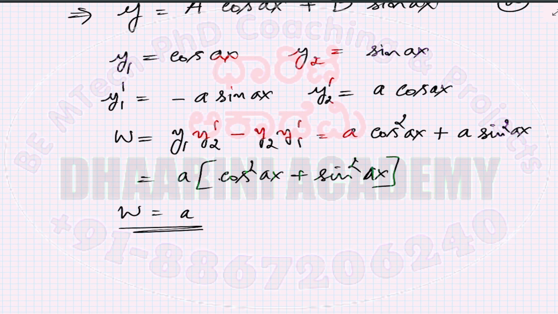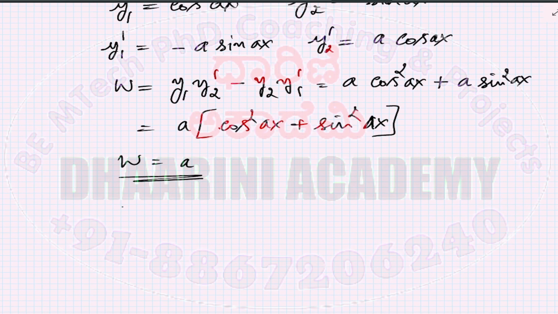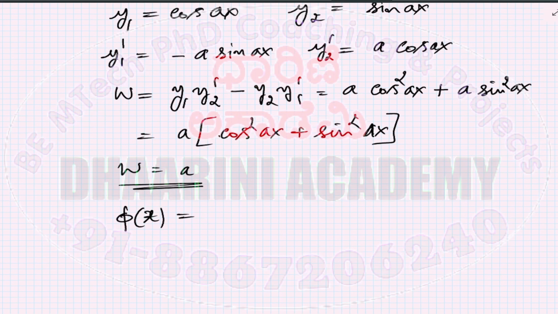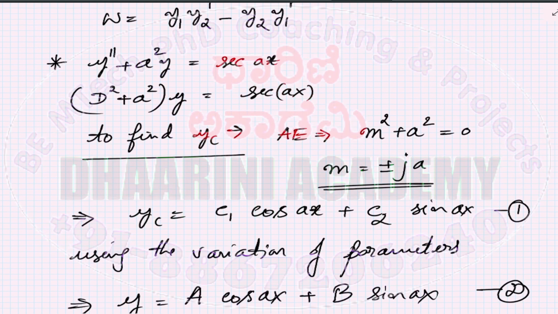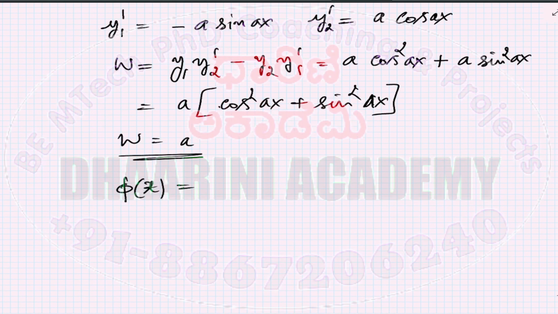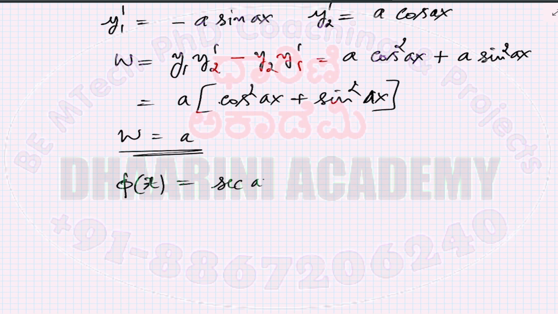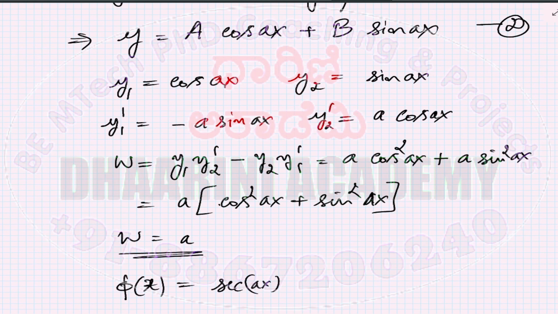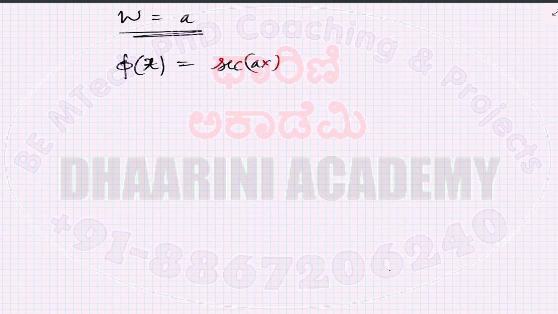I got it. Also, I need the phi of x to be substituted in the equations of A and B. So let me write down what that was. The phi of x, if I look at the given question, that is the right hand side of the given question, it's secant ax. So I just have to write that phi of x is equal to secant ax. So use all these values to calculate the values of A and B. Okay, now let's go for that.